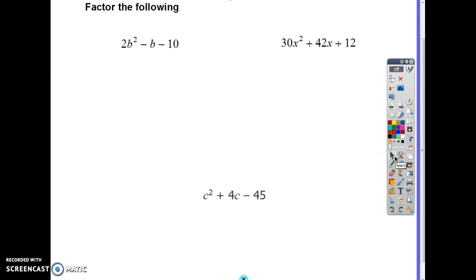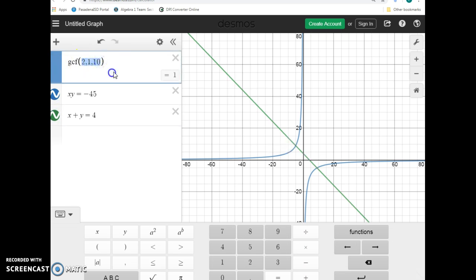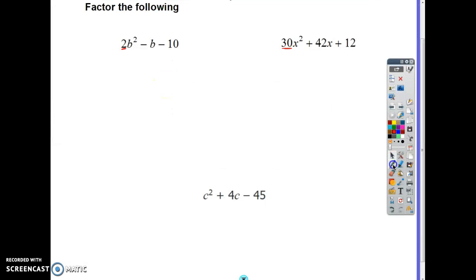When we have problems like these, the easiest one that you're going to have is this one because it doesn't have a number in the front. That's a 1. So if you do have something in the front, make sure that you check for greatest common factor first. The way that you check for greatest common factor is you'll type these numbers in there in decimals, 2, 1, 10. In here, GCF, 2, 1, 10. And it tells you what the greatest common factor is. If it's a 1, then you cannot take anything out. So for this first one, I'm not going to take anything out.